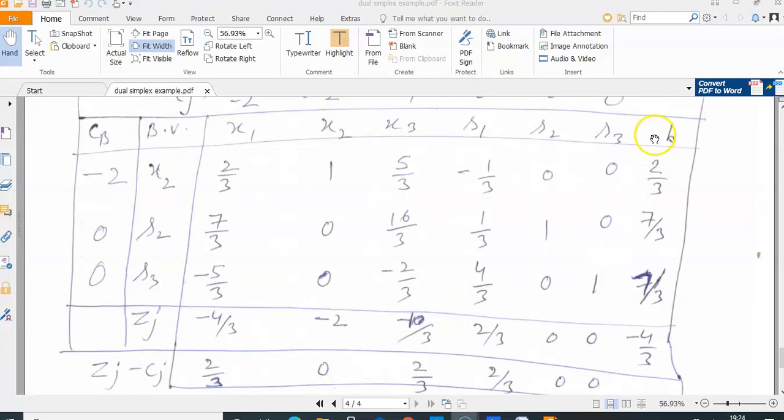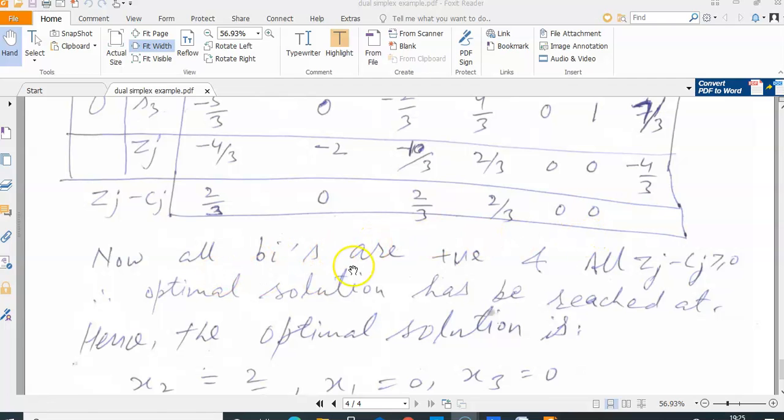By mistake I have written b here. Normally we write b values here, but there is no problem if we write it here or here. So now all the bi's are positive and all Zj minus Cj are greater than or equal to 0.